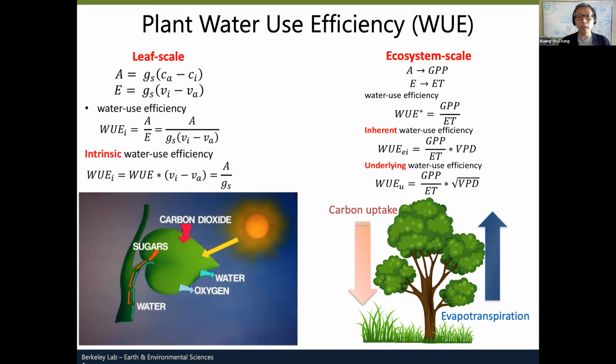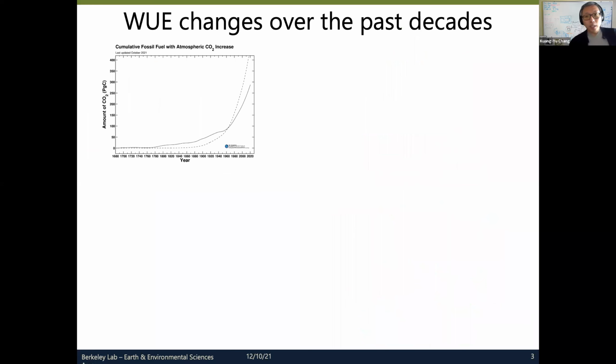Understanding factors driving changes in water use efficiency is important because even small changes in plant water use efficiency could have strong effects on global carbon and water cycles due to the large spatial distribution of terrestrial vegetation. A key question is how would water use efficiency respond to changes in environmental conditions, especially the rapid change in atmospheric CO2 concentration after 1960, as shown in the solid line here.